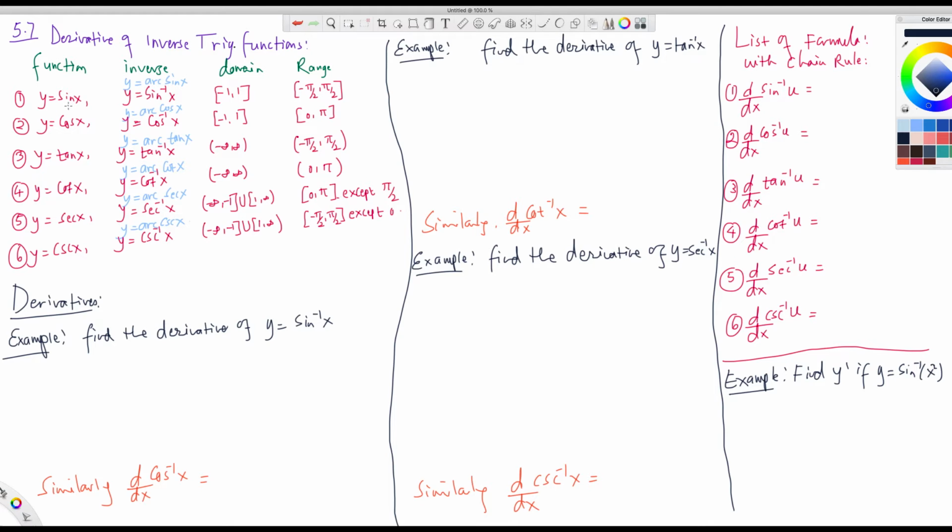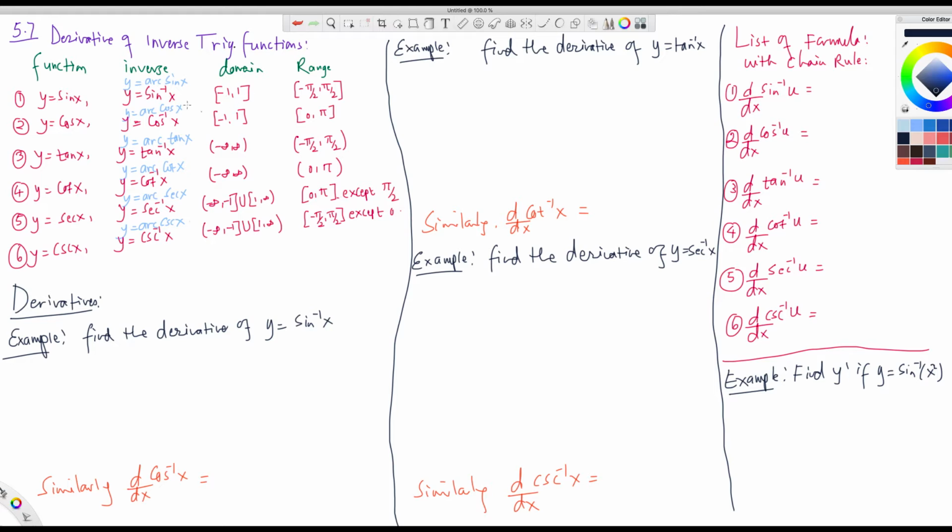For y equals sine x, the notation for the inverse of sine is y equals arcsine x, or y equals sine with a -1 exponent, x. We call it sine inverse x. Similarly, for y equals cosine, the notation is y equals arccosine x or cosine inverse x.